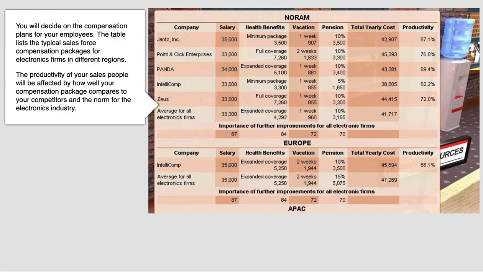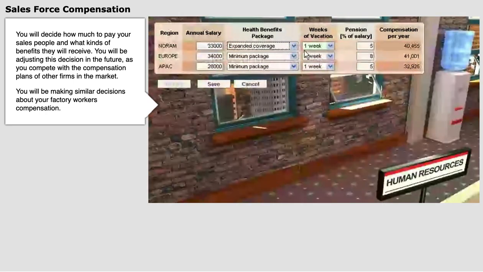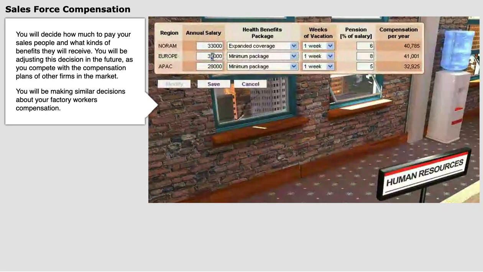You will decide on the compensation plans for your employees. The table lists the typical sales force compensation packages for electronics firms in different regions. The productivity of your salespeople will be affected by how well your compensation package compares to your competitors and the norm for the electronics industry. You will decide how much to pay your salespeople and what kinds of benefits they will receive. You will be adjusting this decision in the future as you compete with the compensation plans of other firms in the market. You will be making similar decisions about your factory workers' compensation.